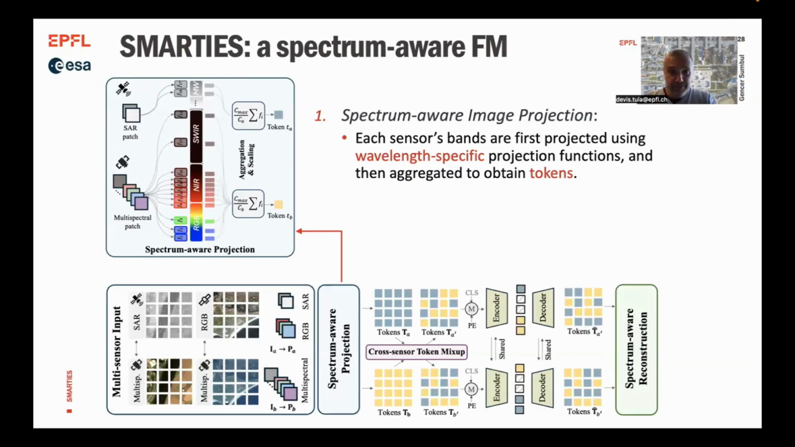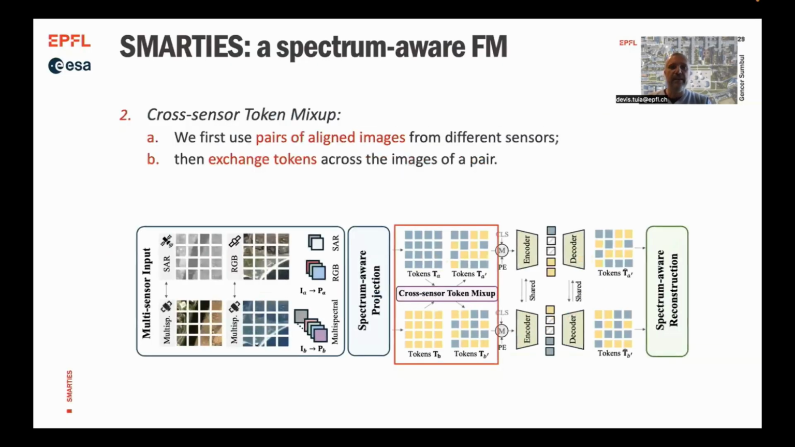The functions are learned during training, and they will be specific to a given wavelength. In the second step, the cross-sensor token mix-up, we will take pairs of aligned images, so images from two sensors looking at the same place at the same time, as much as possible, and then we will exchange the tokens across the image pair. As you can see here, at the beginning we have a tokenization of the first sensor and a tokenization of the second, and we exchange some of them so that the model gets a more difficult job, and it needs to learn better cross-sensor representations.